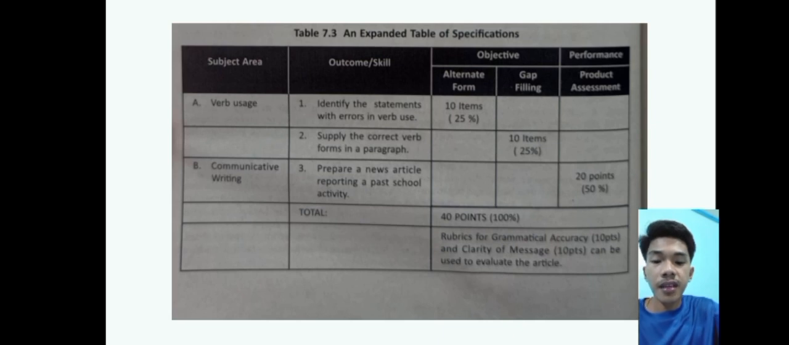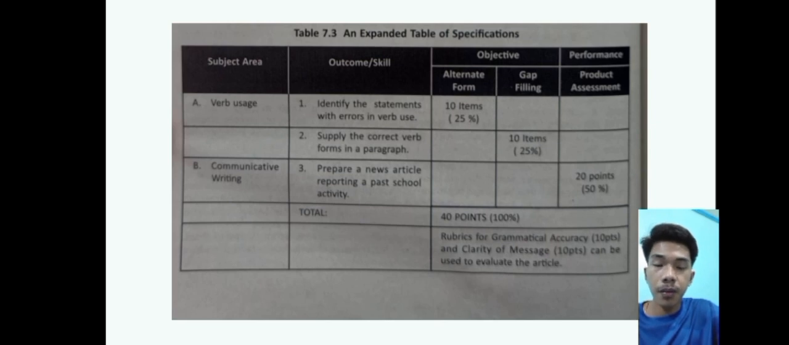For letter B of the subject area, the communicative writing, the outcome skill is to prepare a news article reporting a past school activity. It is performance based, a product assessment, worth 20 points, with a total of 40 items equivalent to 100%. The rubric of grammatical accuracy is 10 points and clarity of message is 10 points, to be used to evaluate the article.